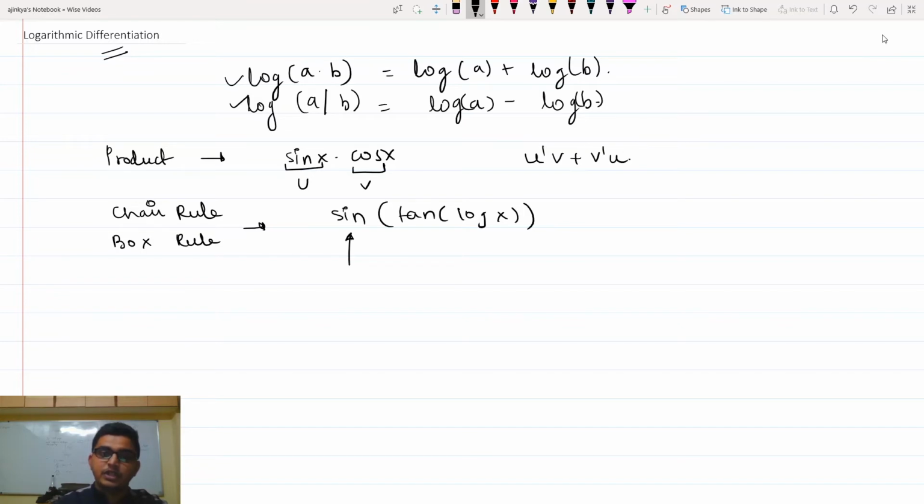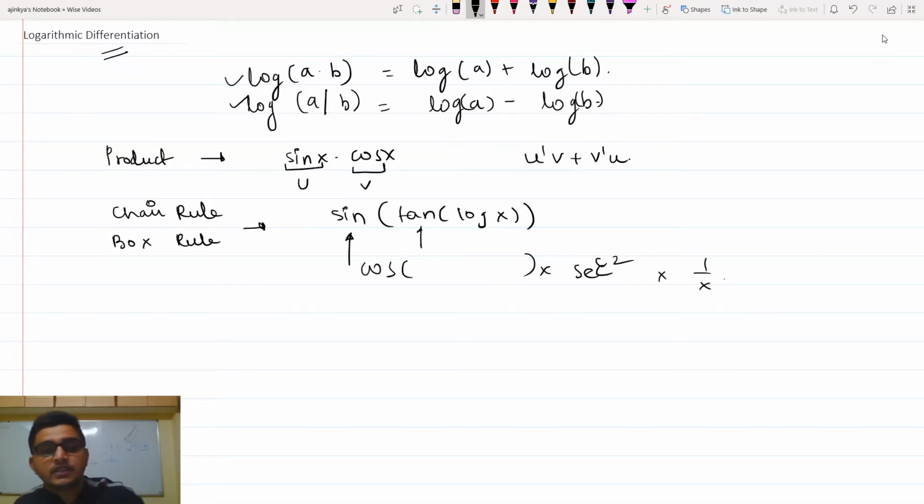So for this we have used a technique which we call box or chain rule, where we first differentiate the outer function. So we have cos of inside, then times, then we go to tan, which is sec square, then we again go to log, which is 1 upon x. So in these kinds of examples we have seen how to solve examples based on such different functions.